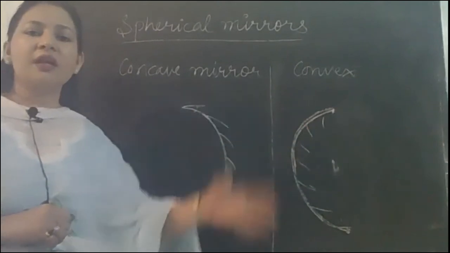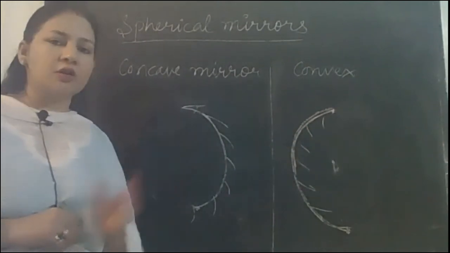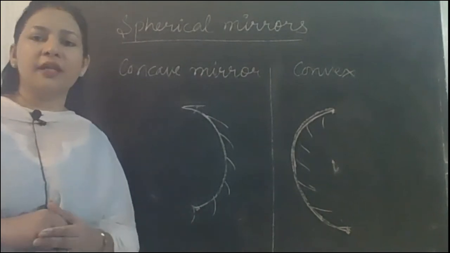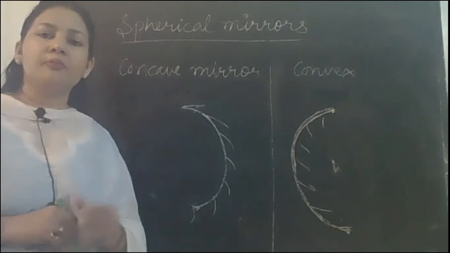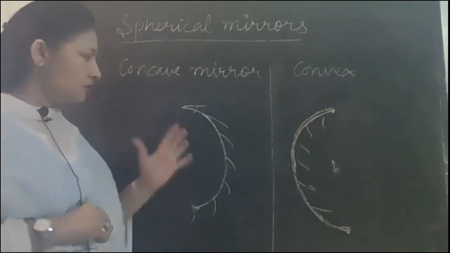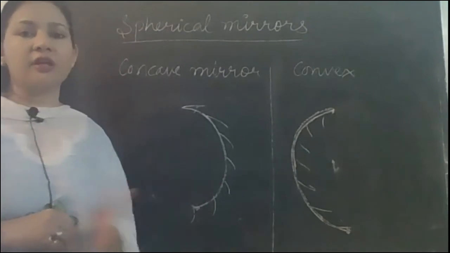If you do not know how to draw the mirror, the whole question will go wrong. Whether it is a numerical or you want to draw an image formation, if the mirror drawn is wrong, then the whole concept will go wrong. So this is the first thing, which is very, very basic.